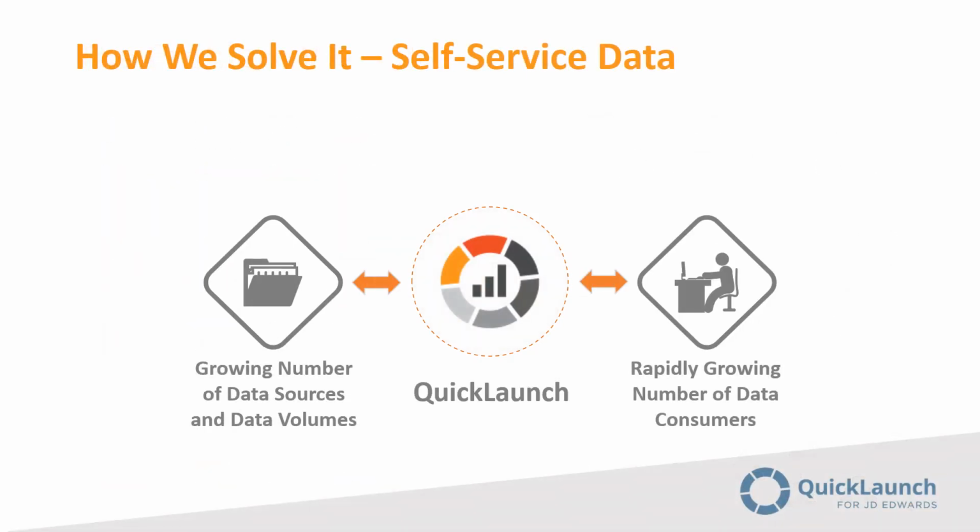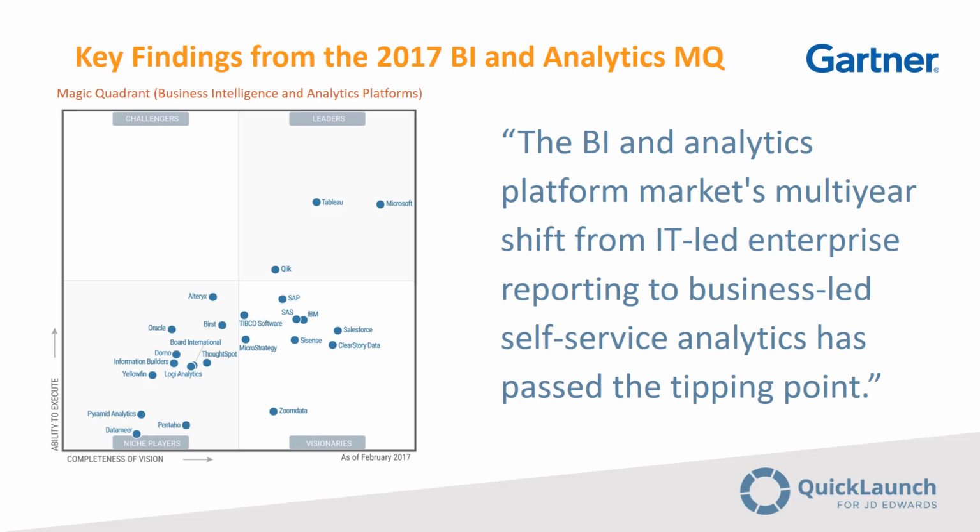So how we solve this problem, we've created QuickLaunch, which is an accelerator package for JD Edwards ERP that really is tailored for JD Edwards, but the methodologies and best practices we've built into our package can be used against other sources of data as well. So we provide a methodology, not just a JD Edwards-only solution. That's how we fit the gap between a growing number of data sources and the users, using market-leading BI technologies. Speaking of market-leading BI technologies, this is the Magic Quadrant of Gartner from 2017.